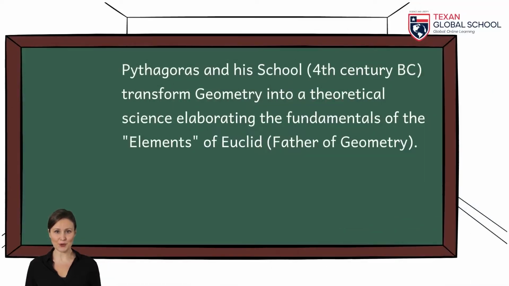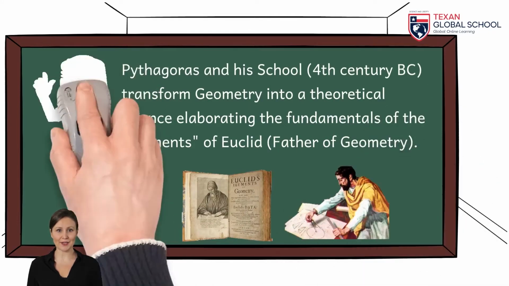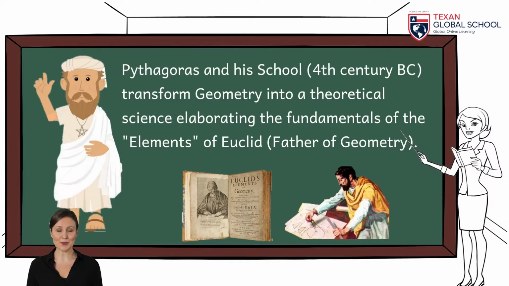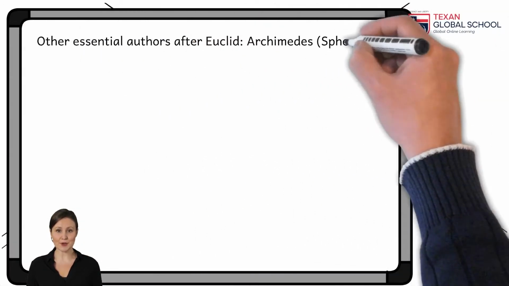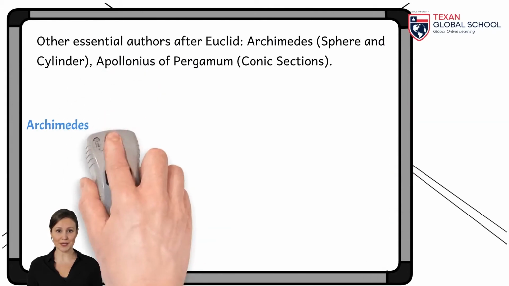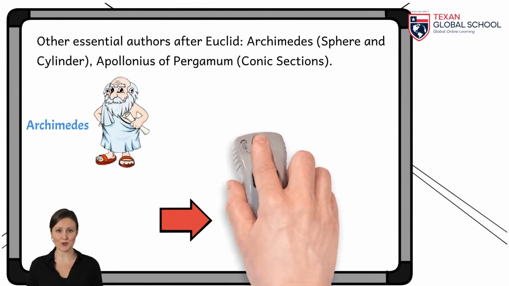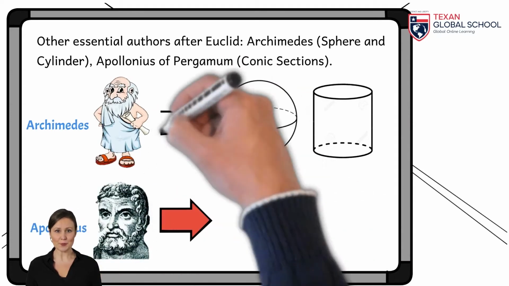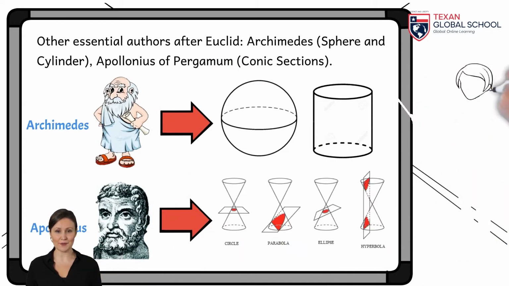In the 4th century before Christ, Pythagoras and his school transformed geometry into a theoretical science by elaborating the fundamentals of the 13 books called the Elements of Euclid. Other essential authors after Euclid were Archimedes with his works on the sphere and the cylinder, Apollonius of Pergamum with his conic sections, and Heron with the formula for calculating the area of a triangle as a function of its sides.